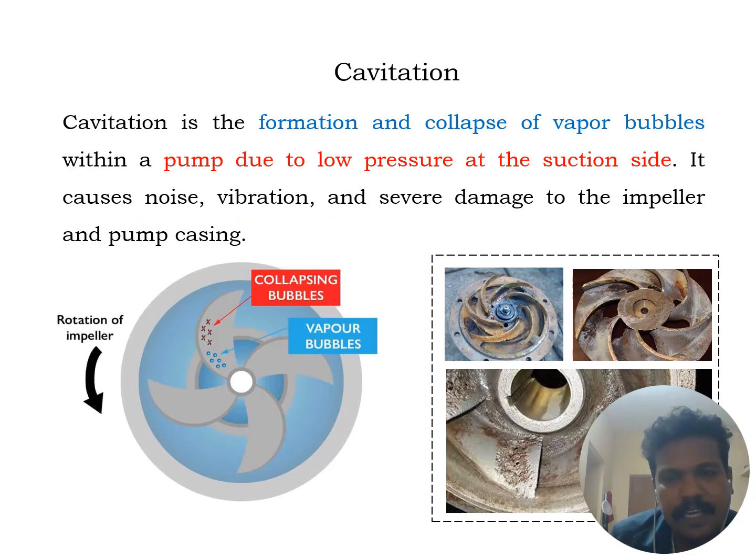In the previous slides, I explained how cavitation occurs due to low NPSH. Vapor bubbles form and collapse near the impeller blade surface. Over time, this erosion damages the impeller, leading to serious problems. Look at the images to see the effects of cavitation.